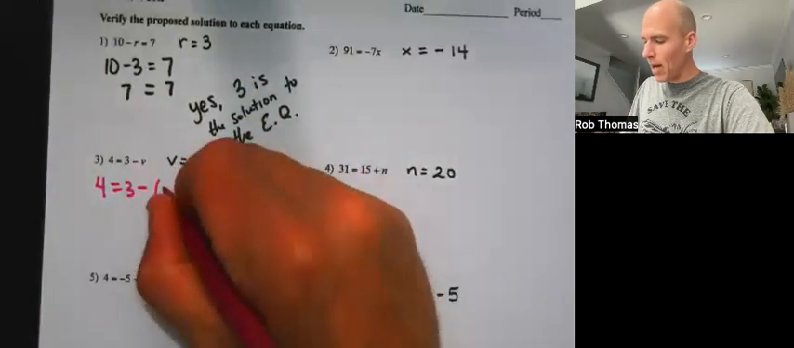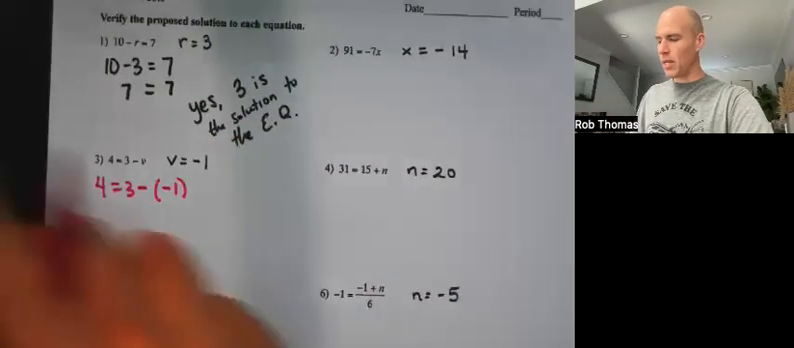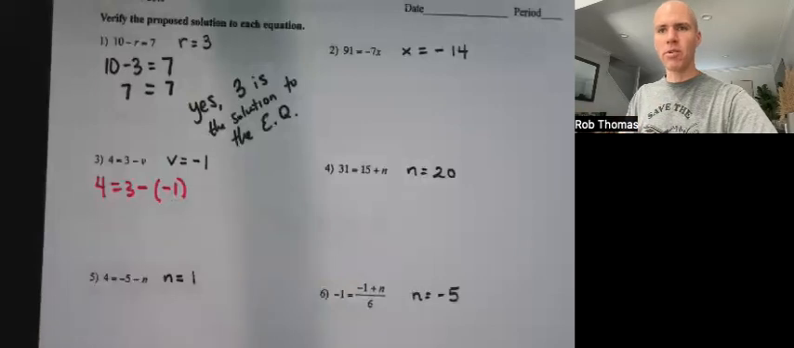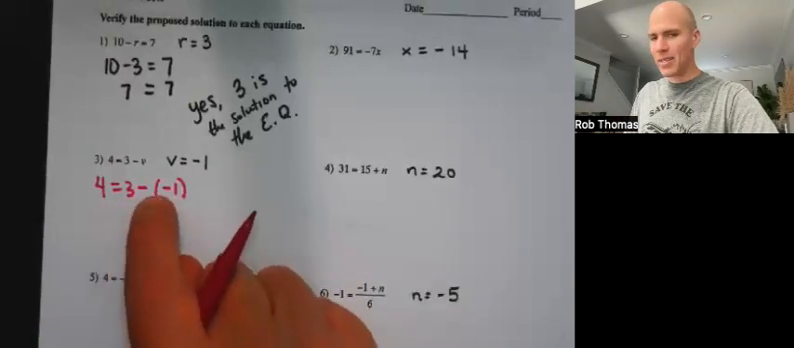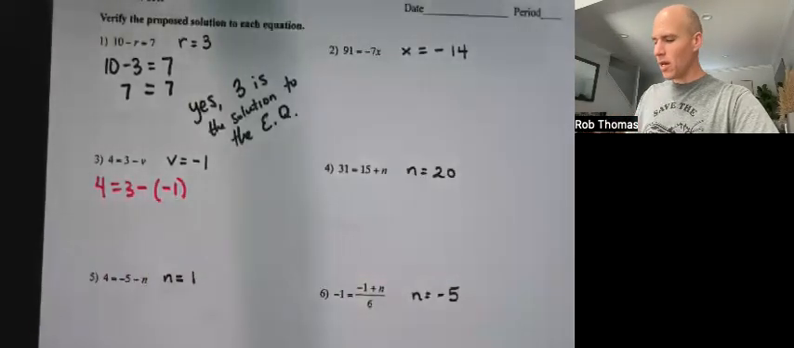I don't want to put a minus and a negative symbol right next to each other. That's bad form. So I'm going to put this number in parentheses just to separate those symbols a little bit. And now we have the equation 4 equals 3 minus (-1). Let me go down to the next line to show my operation.